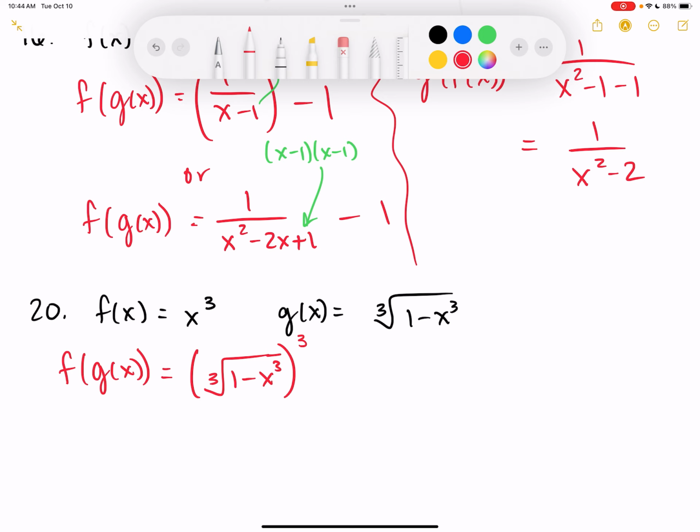So if I cube a cube root, what happens? It cancels, I guess. Yeah, it cancels. So with this one, we would just be left with 1 minus x cubed.